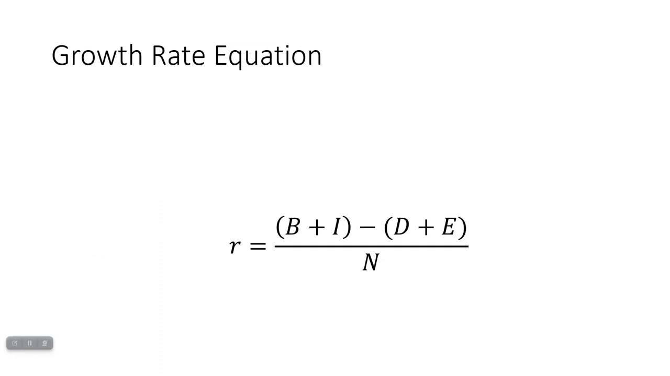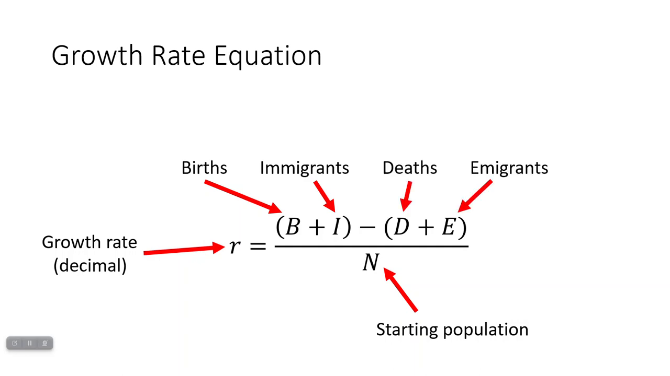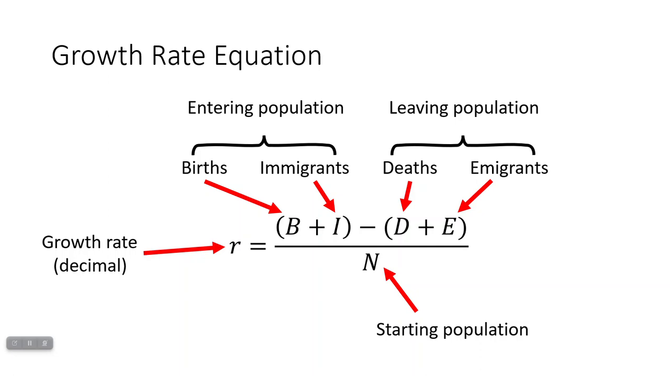So, this is the general equation that you use to calculate the growth rate of a population. And I'm going to talk about each of the variables. So, the growth rate as a decimal here is R. N is the starting population. B equals births, I equals immigrants, D is deaths, and E is emigrants. And you'll notice that they're kind of clustered together so that you have the number of individuals entering the population minus the number of individuals leaving the population.